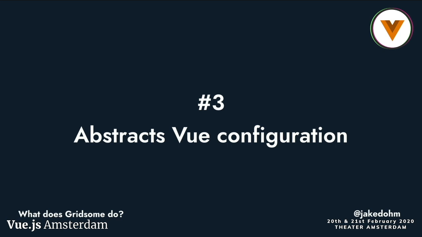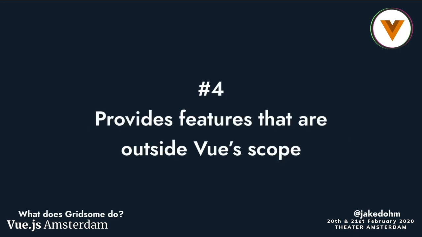But Gridsome abstracts a lot of that configuration that you need to do to have a performant website with code splitting and all that away, so you don't have to deal with it. Best practices taken care of for you. And number 4, it provides features that are outside of Vue's scope. So Vue is a view library, right? It does some things for you, and then it has first-party libraries to do some things for you, like routing, which we just heard about. Gridsome takes that core of Vue and builds on that to give you a lot more features.